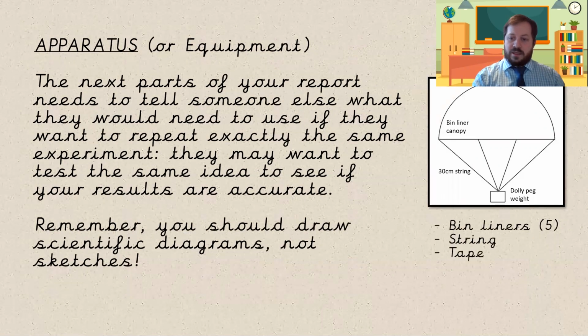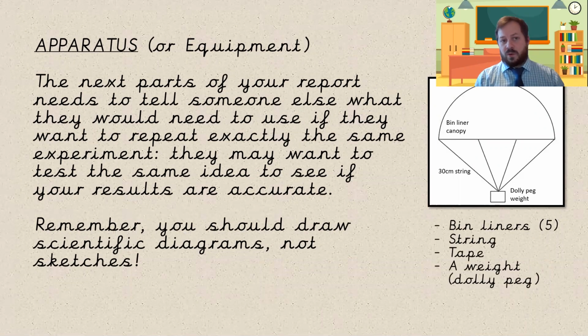And then you'd have a list of whatever your apparatus might be, so bin liners, 5 of them, string, tape, a weight, and a stopwatch.